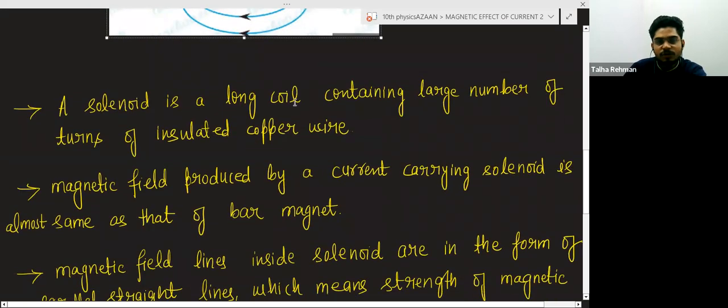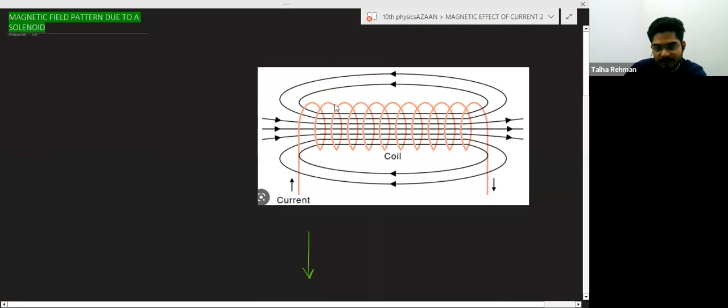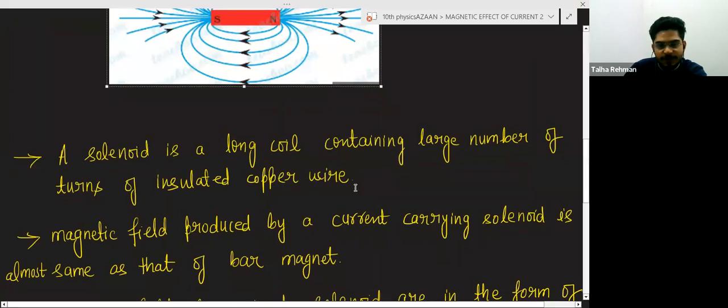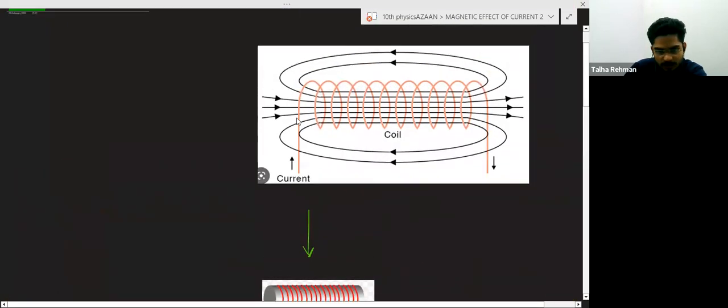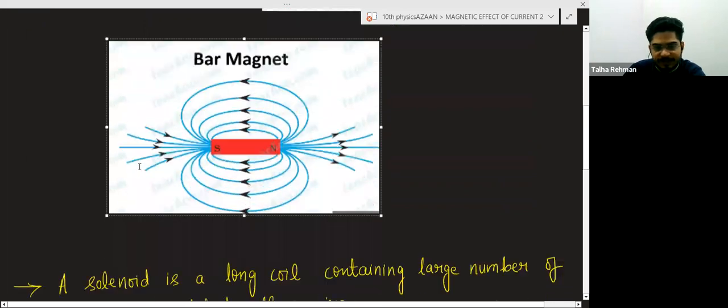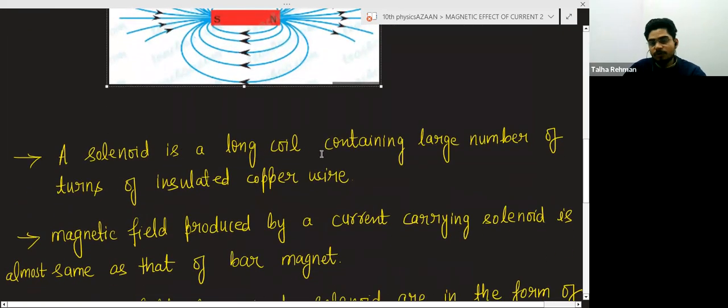So a solenoid is a long coil containing a large number of turns of insulated copper wire. This is a coil, this is one turn, second turn, third, fourth, fifth, sixth. A long coil of copper wire containing a large number of turns. So this is the definition of solenoid: a solenoid is a long coil containing a large number of turns of insulated copper wire.